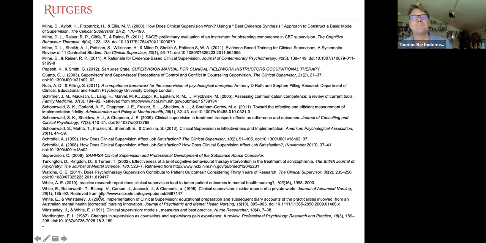And so just to recap, you want to focus on the three functions of clinical supervision: restorative, formative, and normative. And if you do that, there's a good chance you're moving in the right direction as a supervisor.